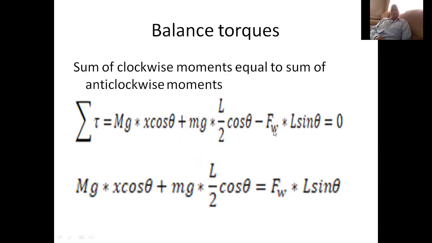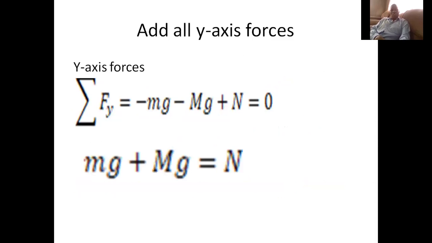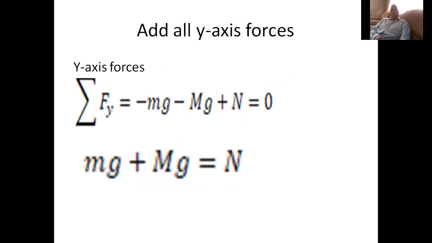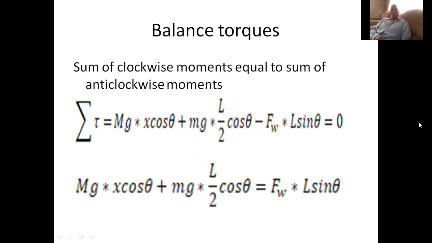And so then we have minus Fw multiplied by L sine theta. This is negative because it is in the anti-clockwise direction. So we have this force here, Fw, and you have to multiply it with L sine theta, which is perpendicular to it. And when you add these moments, they should be equal to 0. And this is what we mean here by the torque.